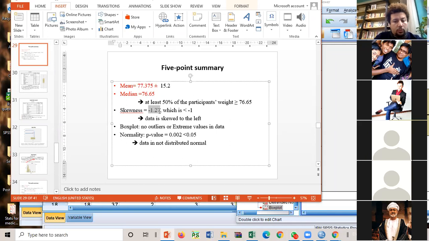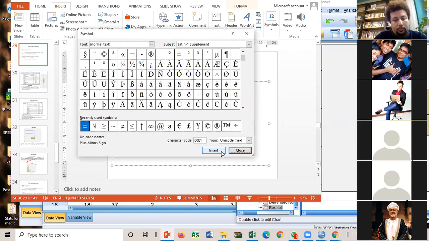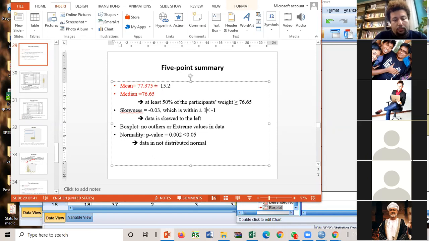Skewness? Negative 0.03. Okay, which is within plus minus 1. So it is within 1, so the data is symmetrical.